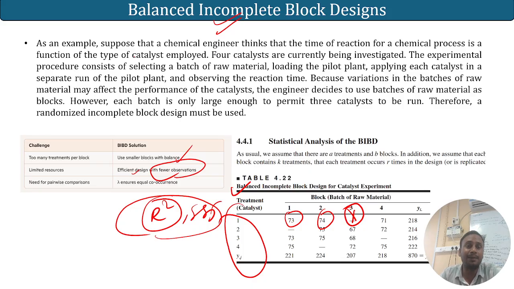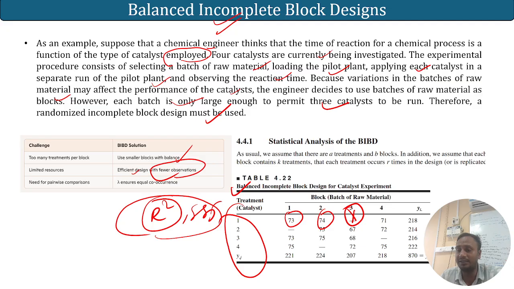Let's say, as an example, a chemical engineer thinks that the time of the reaction for the chemical process is a function of the catalyst employed. Four catalysts they have applied. The experimental procedure consists of selecting a batch of raw material, pilot plant, and applying each catalyst, a separate run for the pilot plant, observing the reaction time. Because variation in the batch of the raw material may affect the performance of the catalyst, the engineer decided to use the batch of the raw material as blocks. However, a batch is only large enough to permit three catalysts. Okay, so therefore, a randomized incomplete block design must be used.